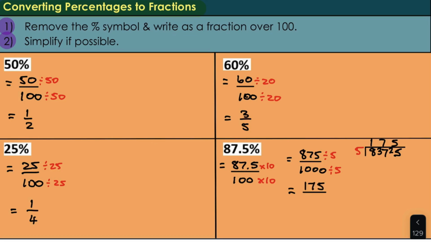My denominator is 200. Again, I can divide both of those by 5. My numerator is 35. My denominator is 40. And again, for the last time, I can divide both of those by 5. 7/8. And there is my final simplified fraction.